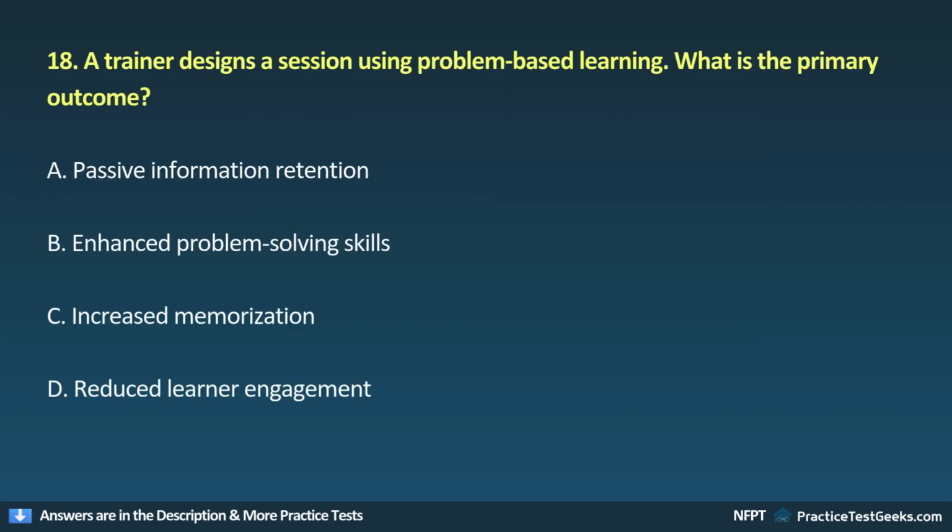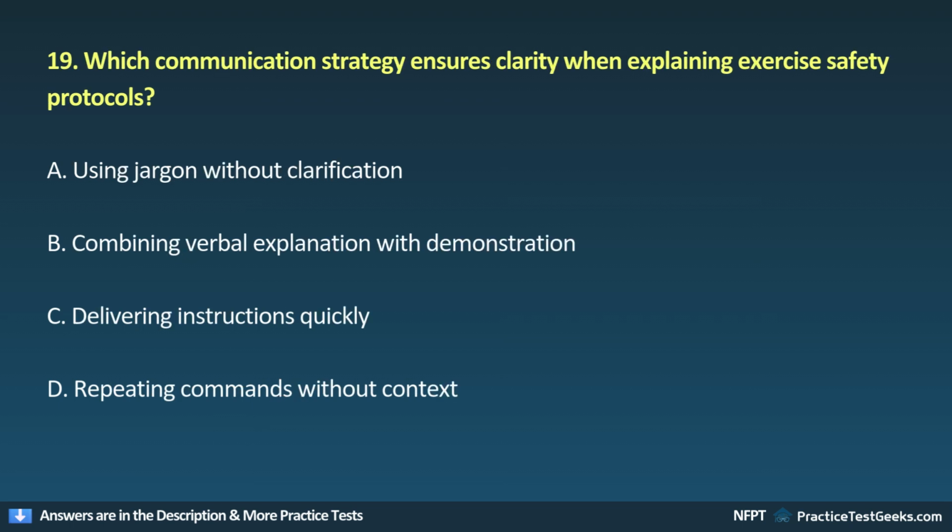18. A trainer designs a session using problem-based learning. What is the primary outcome? A. Passive information retention. B. Enhanced problem-solving skills. C. Increased memorization. D. Reduced learner engagement.